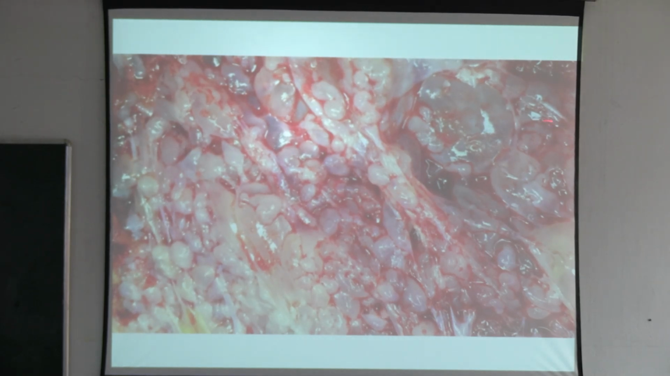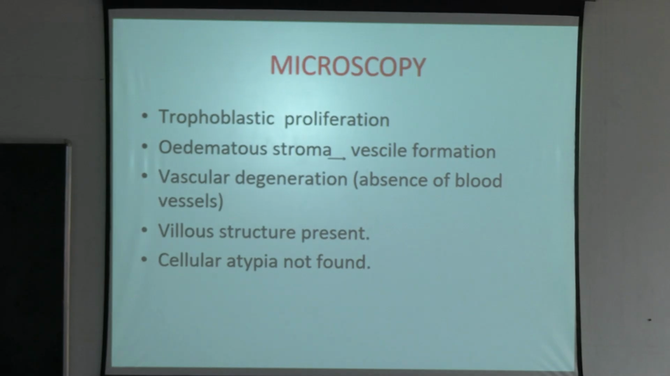So this is a very large vesicle. We do not know whether that is a fetal amniotic sac or not, so that is to be decided later. That is the picture of a likely complete mole.